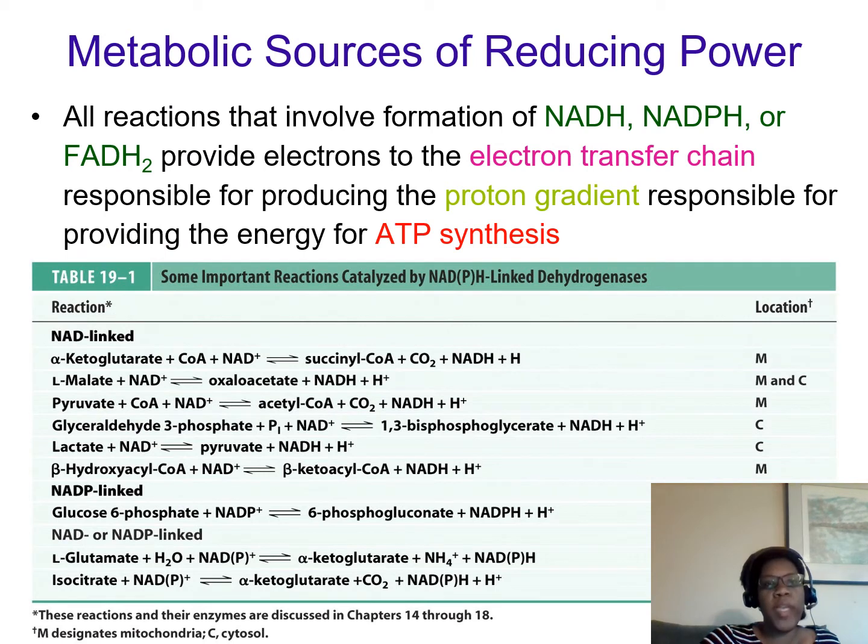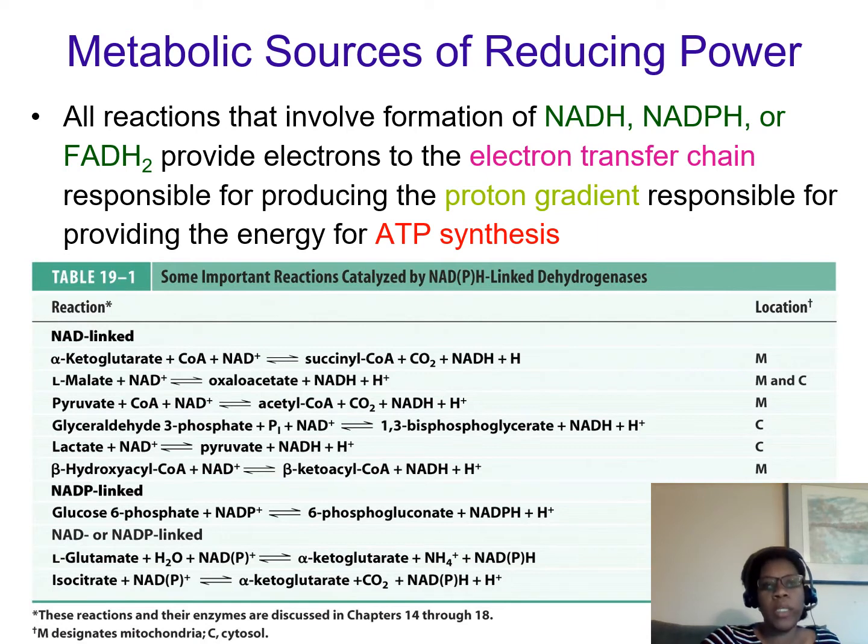So we know that many of our metabolic sources provide electrons to our electron carriers. And our electron carriers are, again, our NADH, NADPH, or FADH2. And they are carrying electrons to the electron transfer chain, or we also call that oxidative phosphorylation. And that energy from electron transfer produces a proton gradient that provides energy for ATP.